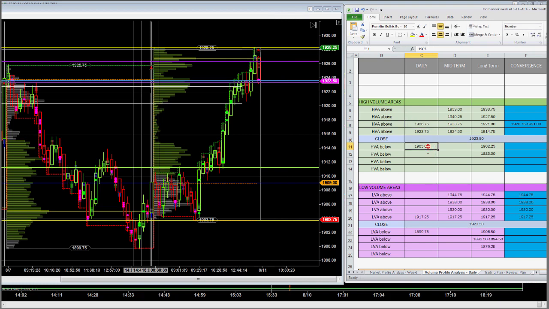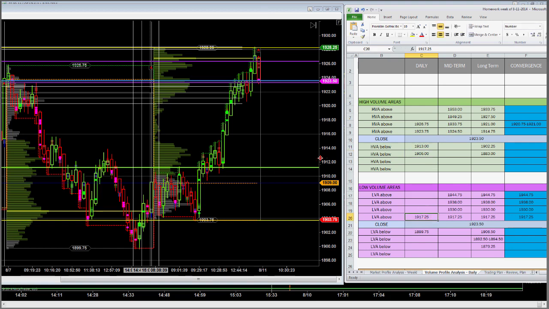And then below, I want to understand where my high volume areas are. I have one here at 1913, and I have one a little bit lower down here at 1906. So this is pretty easy, right? It's relatively easy just to find your levels and pop them in.